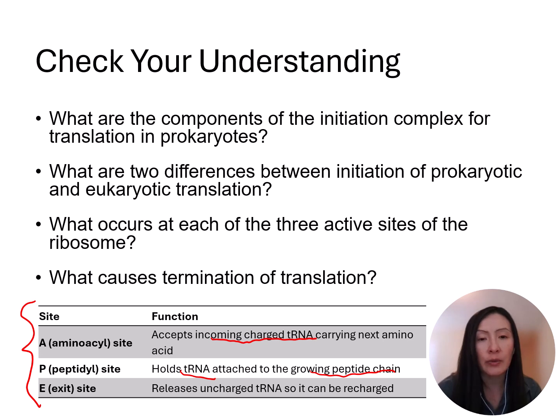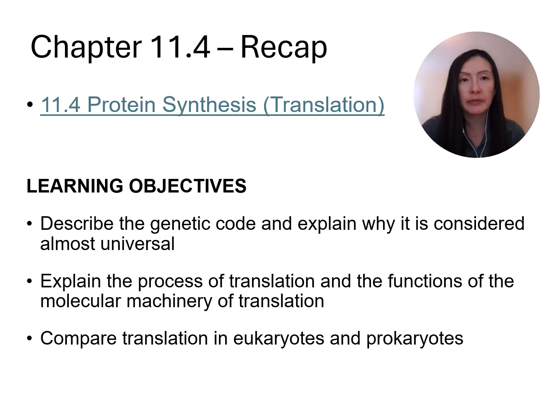Finally, what causes termination of translation? So that is our stop codons, right? Our stop codons are UAG, UAA, and UGA that enter that A site. Release factors will bind instead of tRNA. The polypeptide will be released from the P site tRNA, and then the ribosome subunits separate and they're recycled for the next translation event.